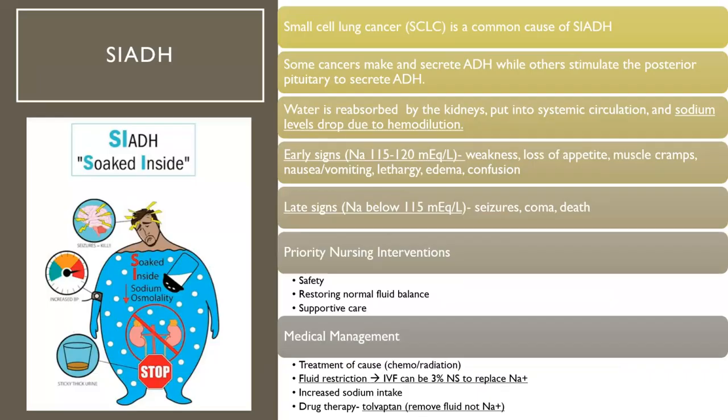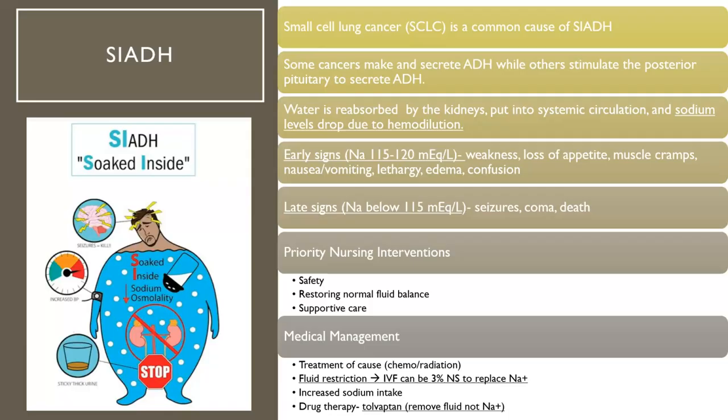Your SIADH, syndrome of inappropriate antidiuretic hormone. Remember, this is where they aren't peeing. They're fluid overload. You'll see this with small cell lung cancer. Some cancers make and secrete ADH, while others stimulate the posterior pituitary to secrete ADH. Water is reabsorbed by the kidneys, put into systemic circulation. Sodium levels drop because they are severely diluted. Too much fluid, not enough salt.